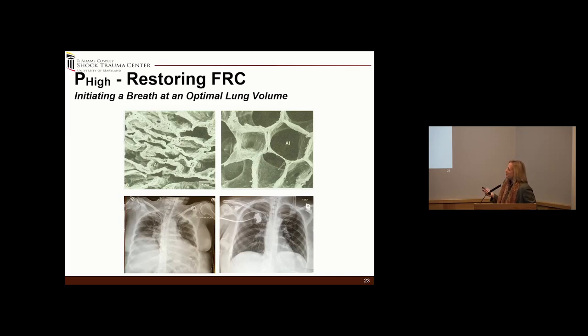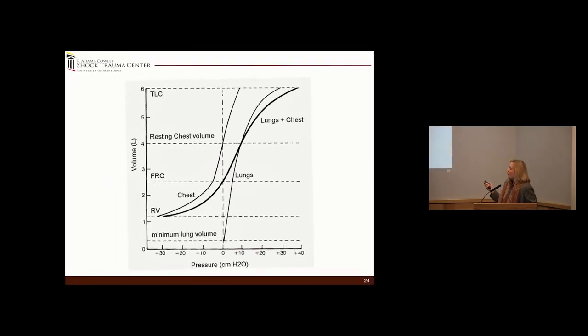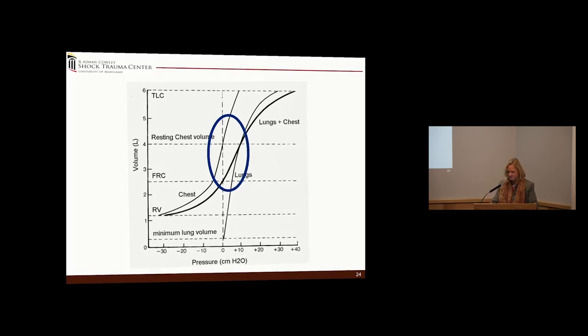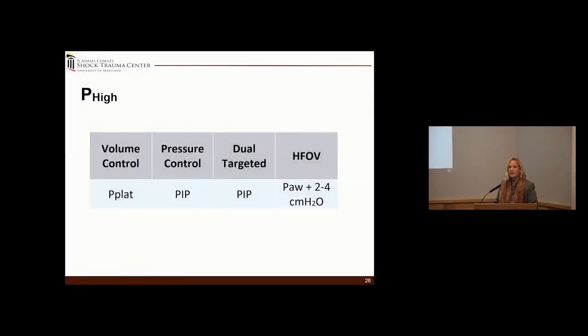Our P high. P high, essentially, is in pressure control, restoring FRC. That's what we're trying to gain, is restoring lung volume so that the patient can take a breath at a more optimal lung volume. So how do we do that? Well, one reason is because we want the patient to breathe on the steep portion of the pressure volume curve. So not at reserve volume, not at TLC, but somewhere here at FRC. So how do we get there?